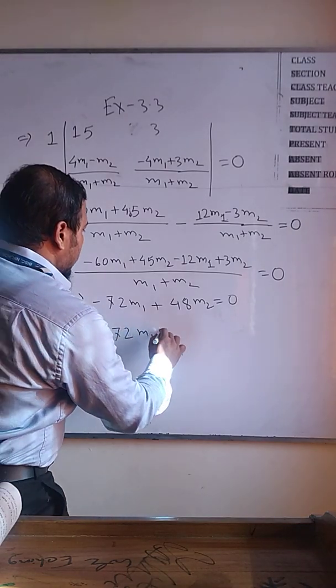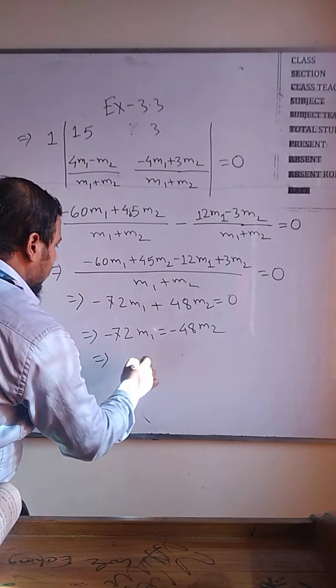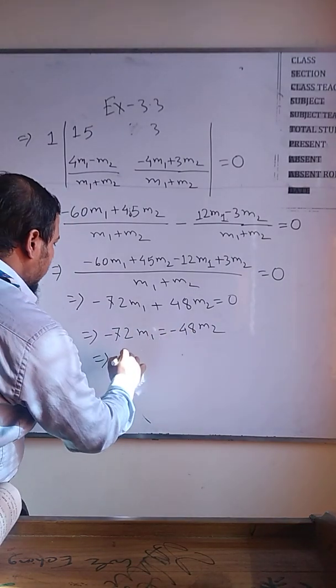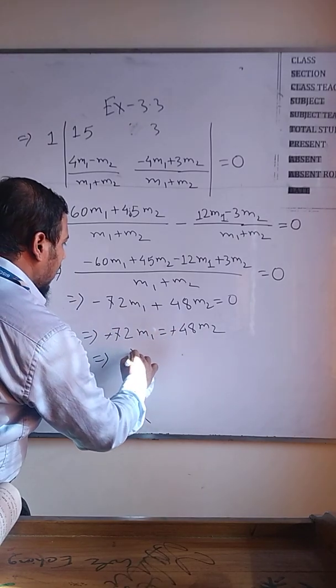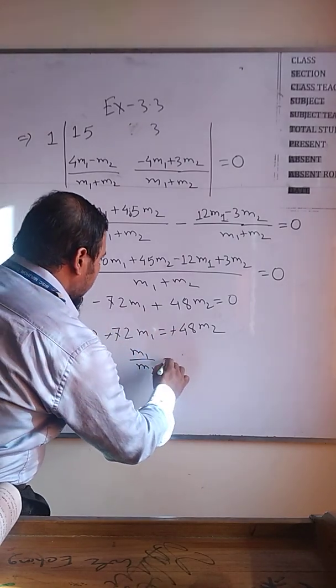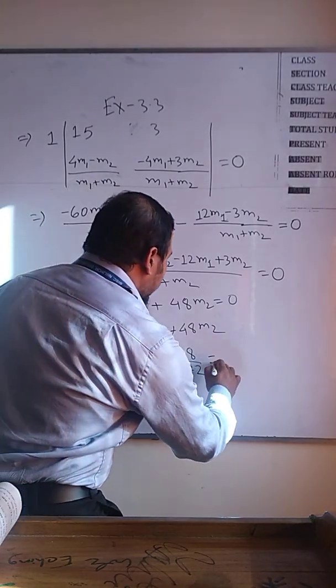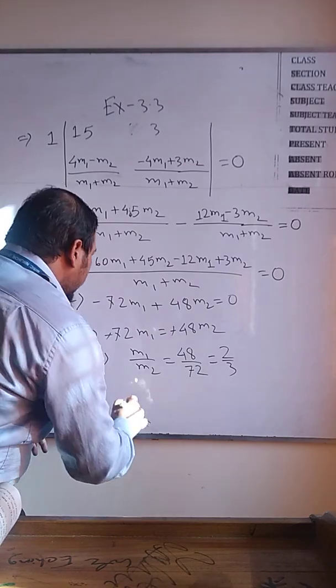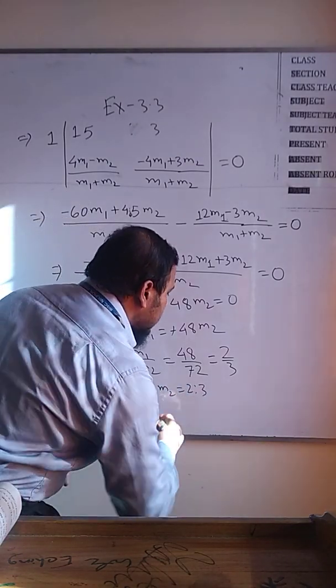Minus 72 m1, minus 48 m2. Okay, so minus minus plus. Then they will be subtracted. Now m1 by m2 is 48 by 72, so that means it is 2 by 3. Ultimately m1 is to m2 is equal to 2 is to 3.